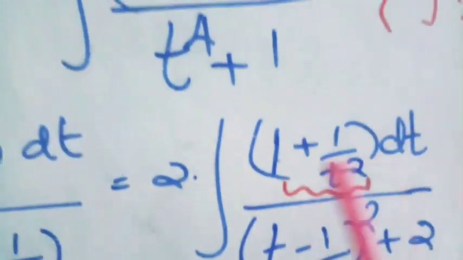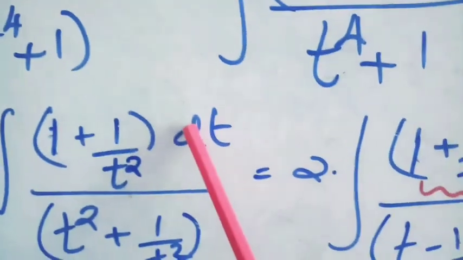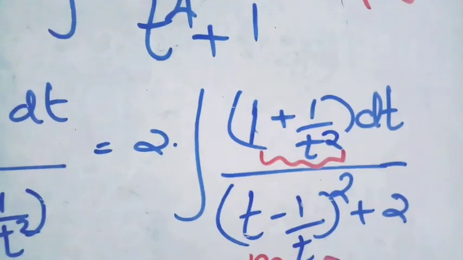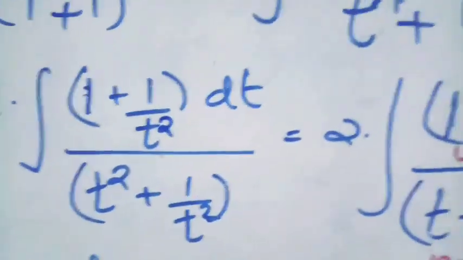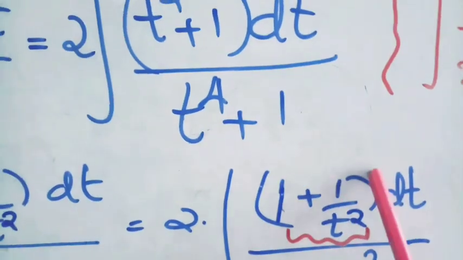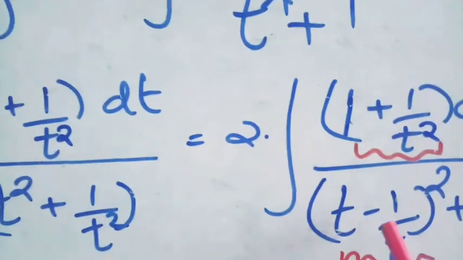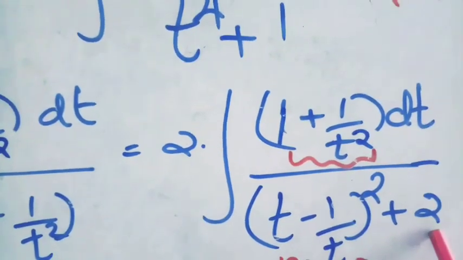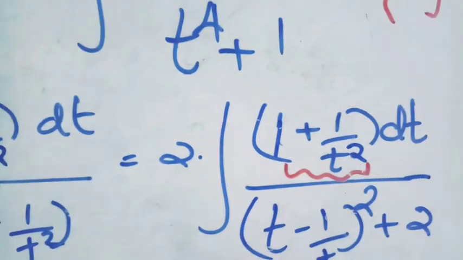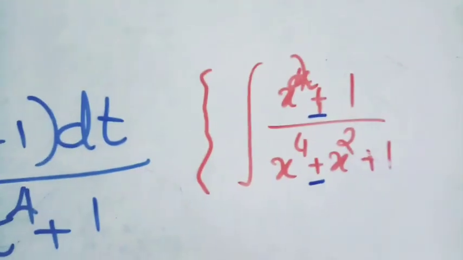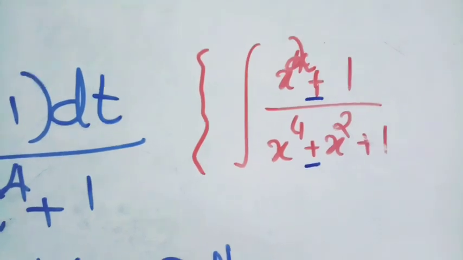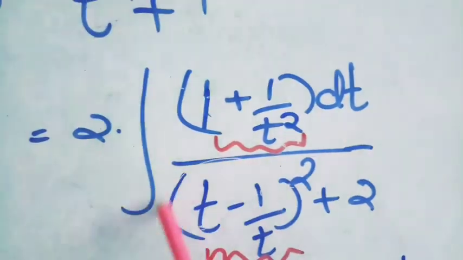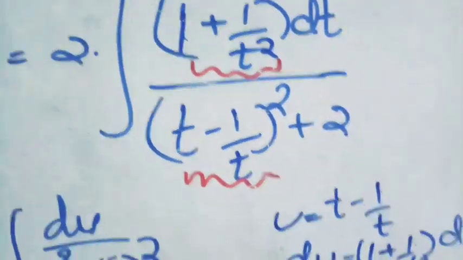So if the numerator is 1 plus 1 by t square, write the denominator as t minus 1 by t the whole square plus 2. If the numerator is 1 minus 1 by t square, you can write this one as t plus 1 by t the whole square minus 2ab, that is minus 2. So these are two methods involved in the expression which involves x square plus 1 divided by x raised to 4 plus x square plus 1. Note it.